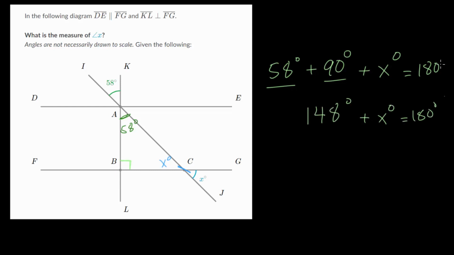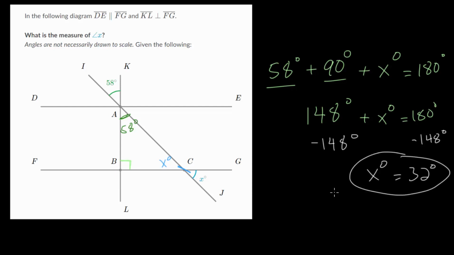And from here, let's just subtract 148 on each side so that we can solve for X. And subtracting 140 brings us to 40. Subtracting 8 more brings us to 32. So we think this missing angle is 32 degrees. And of course, we can check this by just adding up the angles in the triangle and double checking that this is 180. Now, there is another approach to this that we could take.